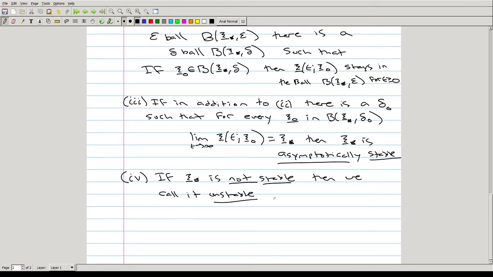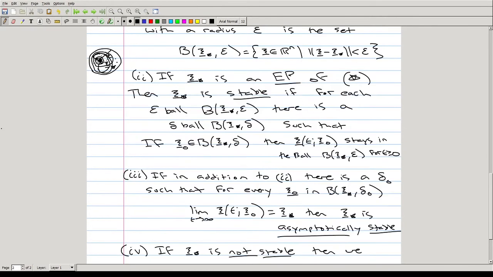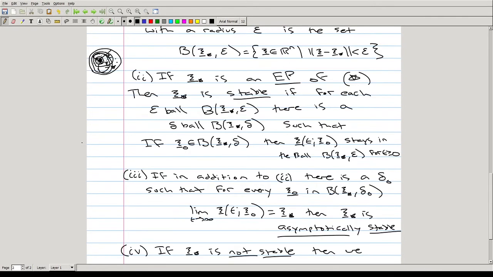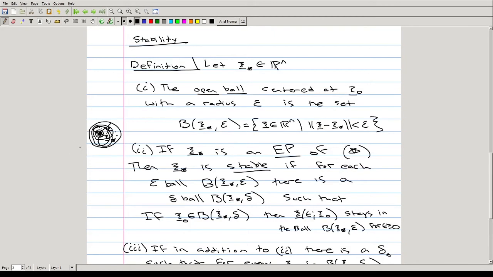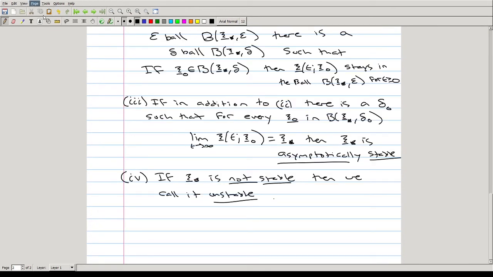And like I said before, when I introduced the concept of stability, we have other concepts of stability we can introduce, such as semi-stable, and several different ideas here. But for us now, this is going to be the concept of stability that we're going to work with.